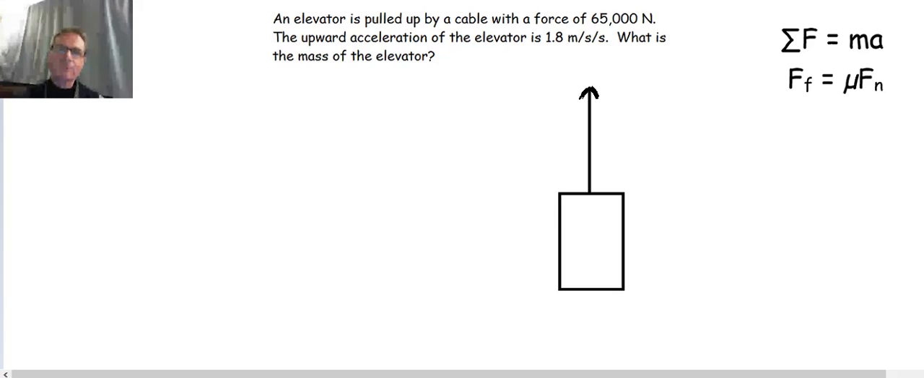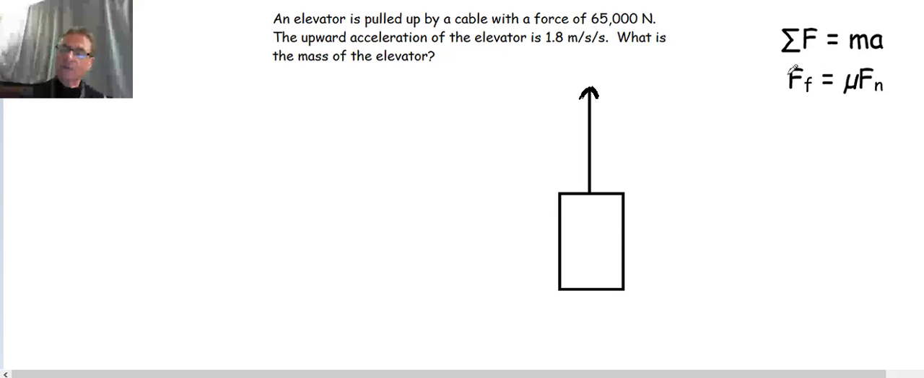Keith Onco here. What we're going to look at today is another problem having to do with Newton's laws, where we're trying to figure out what the mass of an elevator is if the elevator is pulled up by a cable with a force of 65,000 newtons. The upward acceleration of the elevator is 1.8 meters per second squared. And again, we want to know what the mass of the elevator is.